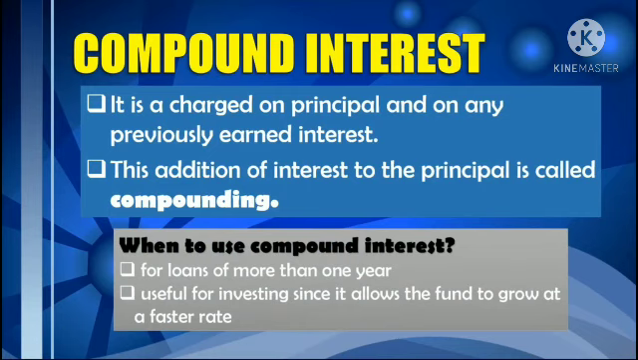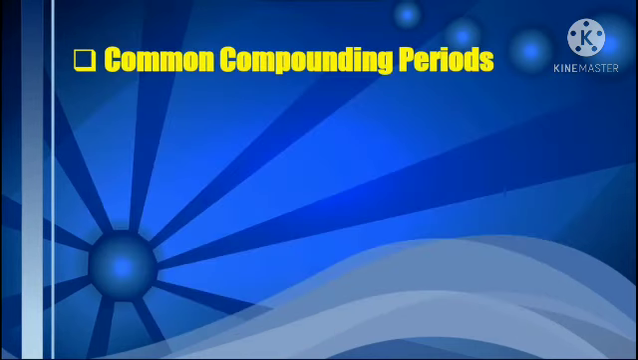So when do we use compound interest? Usually this is used for loans of more than 1 year. It is also useful for investing since it allows the fund to grow at a faster rate. When we say compounding, we need to take note of the compounding periods, which refers to the span of time between when interest is last compounded and when it will be compounded again.